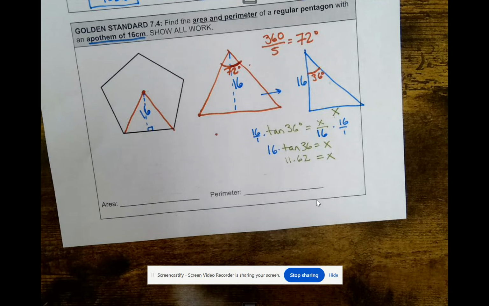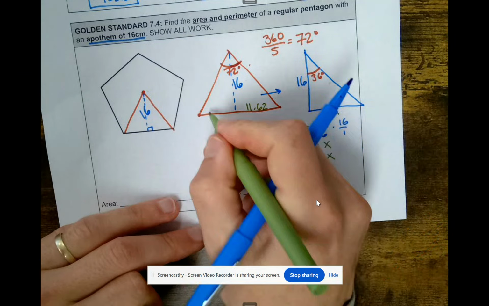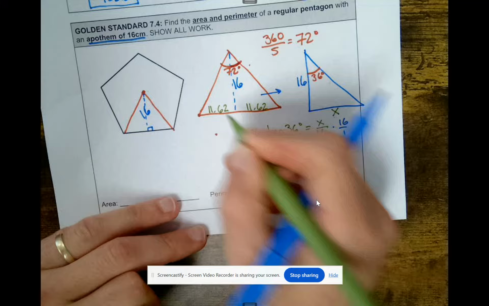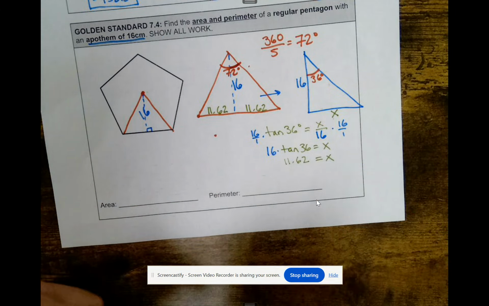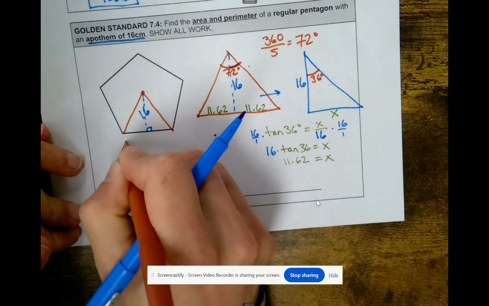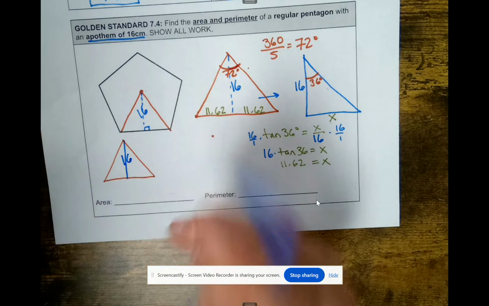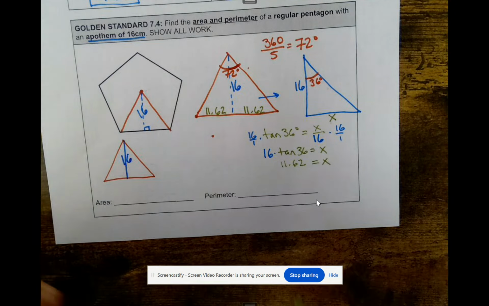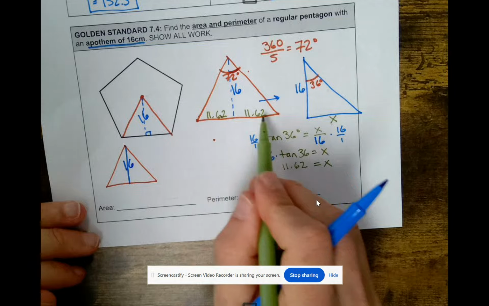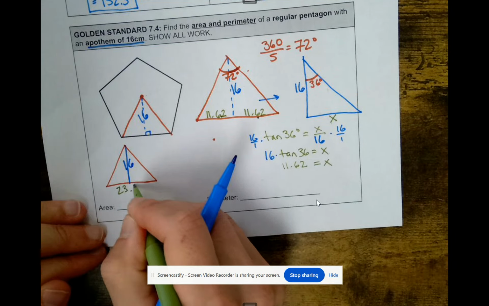Now, let's think about what that means in terms of area here. That means this is 11.62 because that's from the right triangle, and this is also 11.62. So let's redraw this triangle. Here's my isosceles triangle. I know this height is 16. What's the full base? It's 11.62 plus 11.62, which together adds up to 23.24.